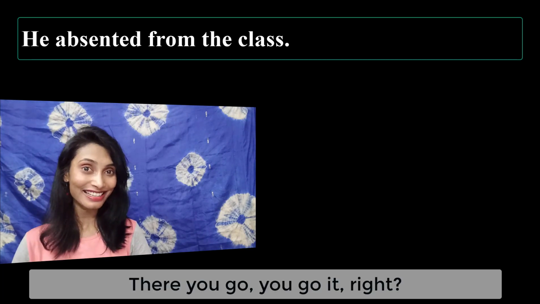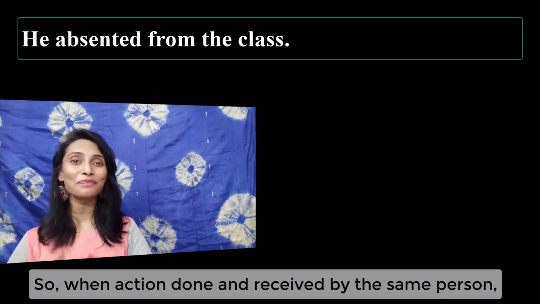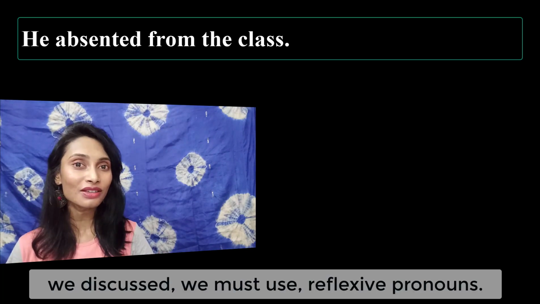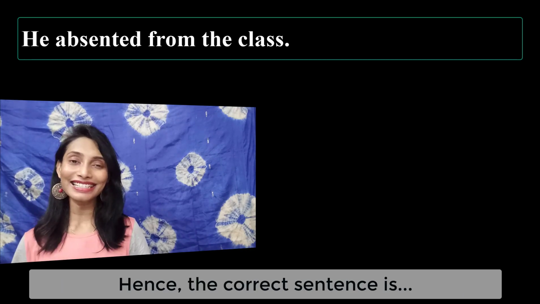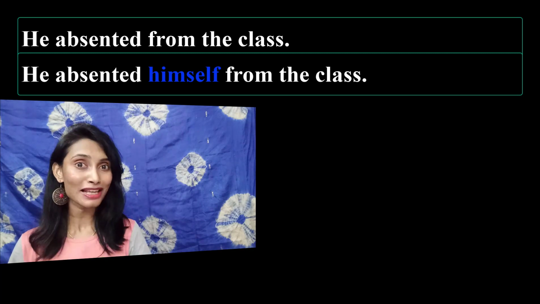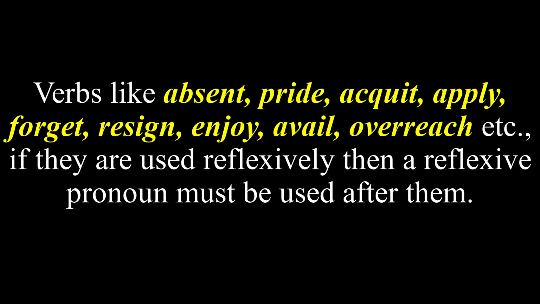You got it, right? So, when the action is done and received by the same person, we discussed we must use reflexive pronouns. Hence, the correct sentence is, he absented himself from the class. Remember, verbs like absent, tried, acquit, apply, forget, resign, enjoy, avail, overreach, etc. If they are used reflexively, we must use reflexive pronouns.